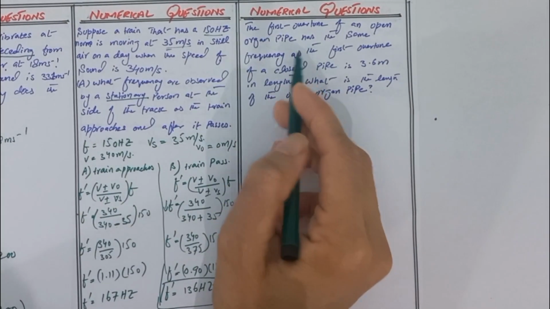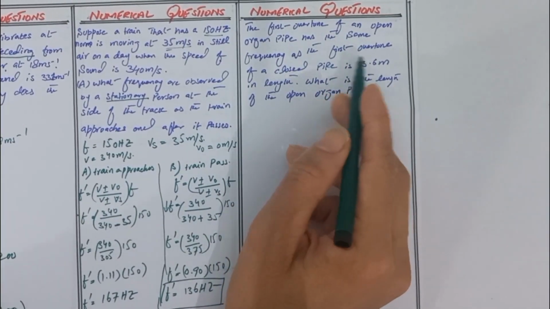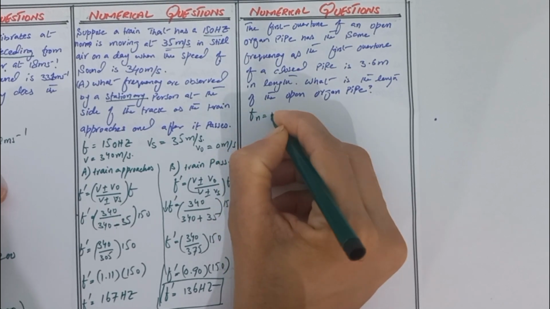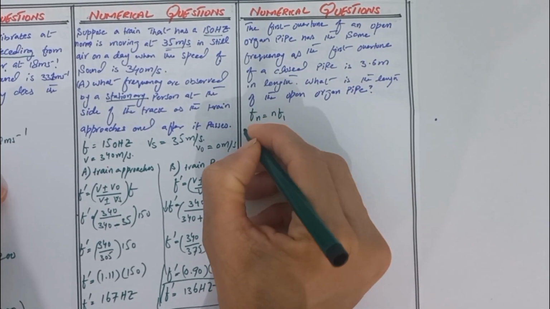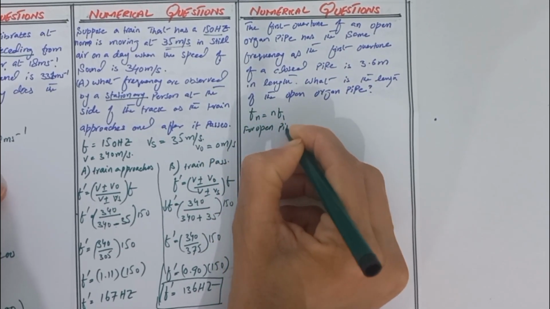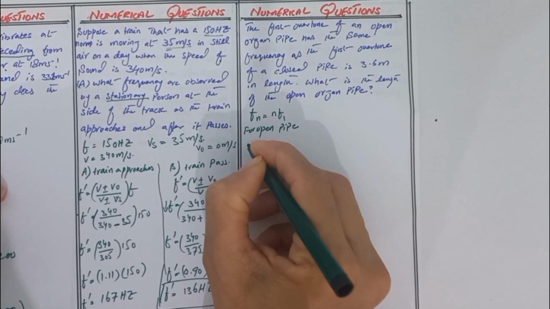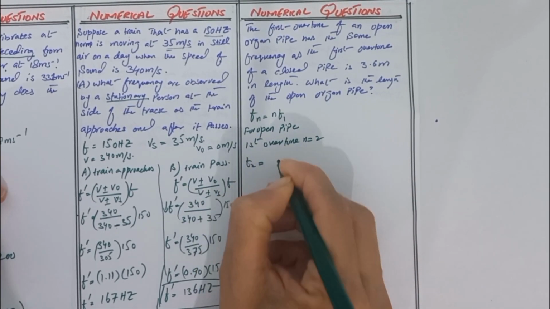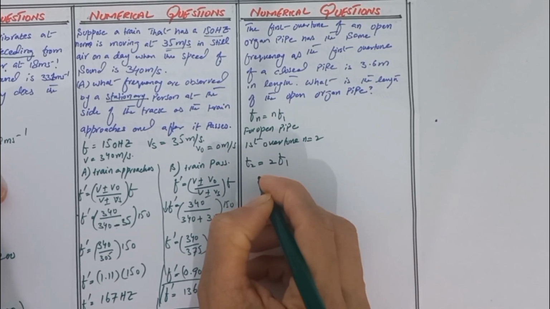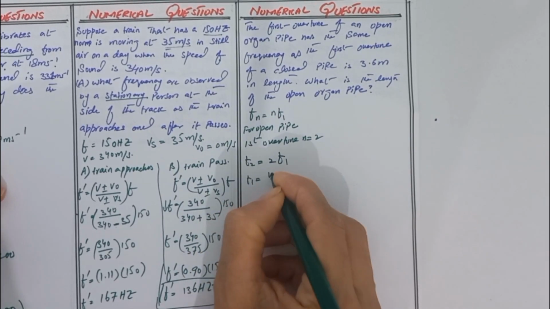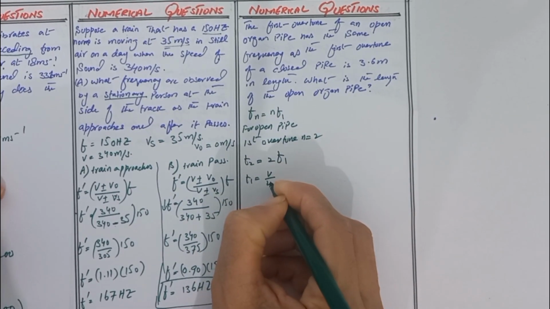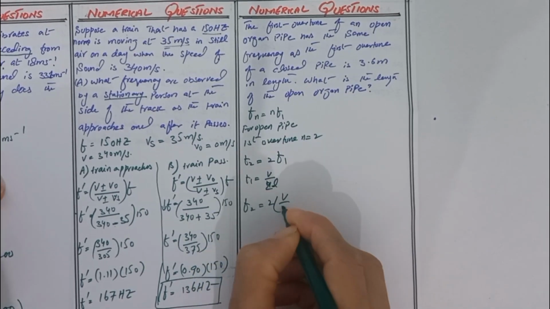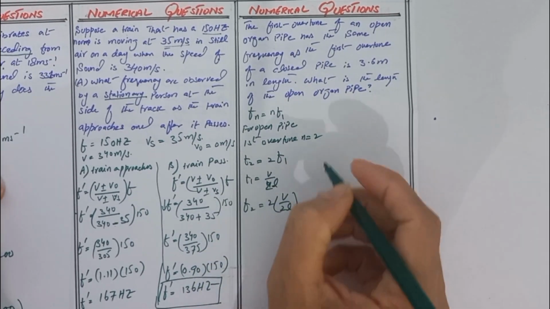In this numerical, we discuss that the first overtone of an open organ pipe has the same frequency as the first overtone of a closed organ pipe. We know that Fn is equal to N f1. For the open pipe, the first overtone has N equal to 2, so F2 is equal to 2 F1. For the open pipe, F1 is equal to V over 2L, so F2 is equal to 2V over 2L.